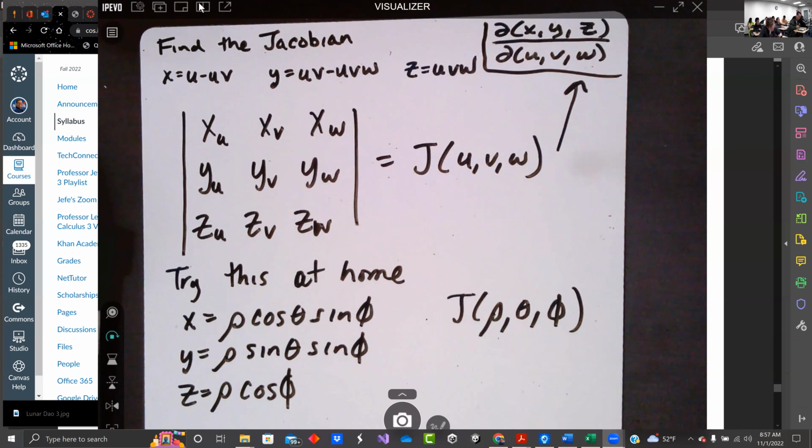It's literally just a system of equations. We're going to be doing the chapter 14 test next week, right? Yeah, next Wednesday.